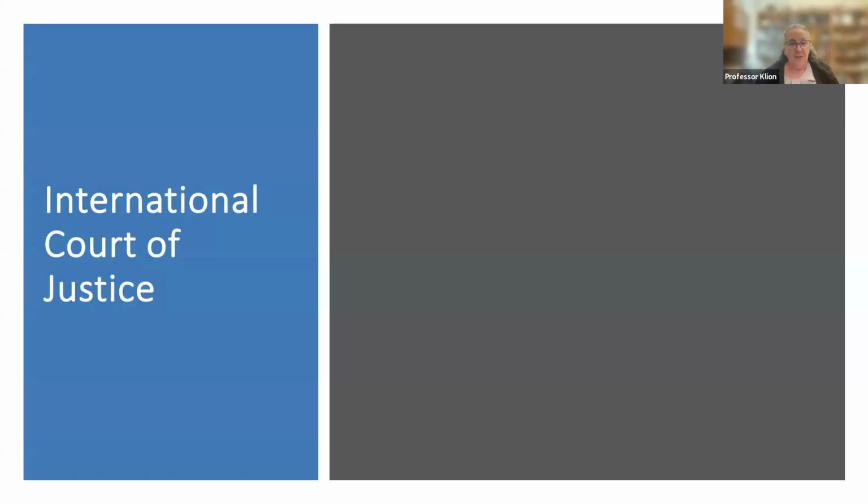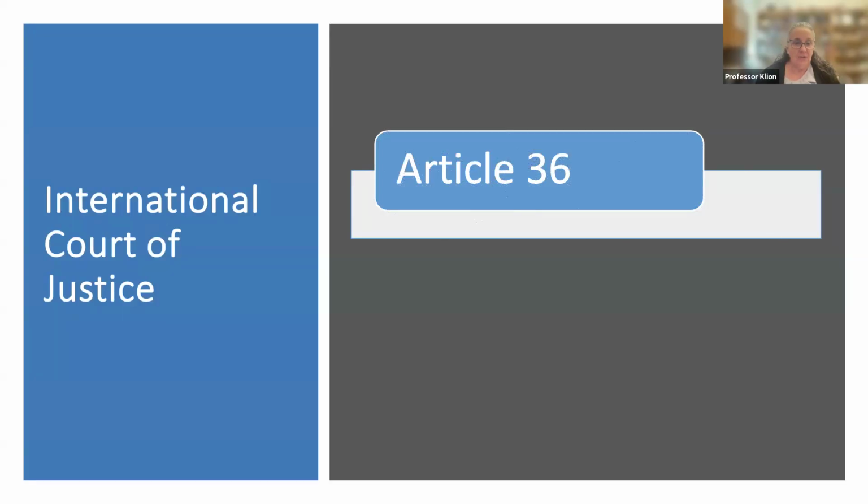So the International Court of Justice gets its jurisdiction from Article 36 of the Statute of the International Court of Justice. This gives it jurisdiction over cases that parties refer to it, meaning a party has to go and specifically seek out the International Court of Justice. And this matters, and for other matters that are provided in the UN Charter or other treaties. The parties accept jurisdiction as to legal disputes.